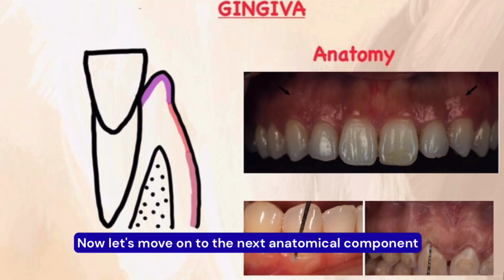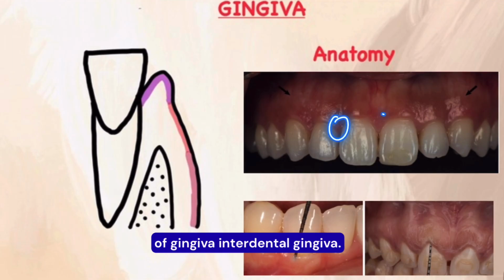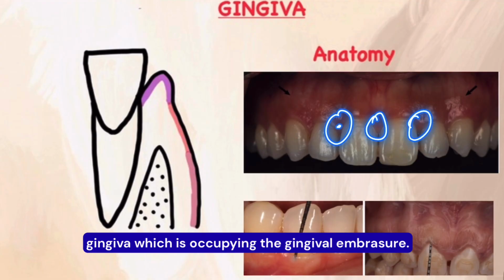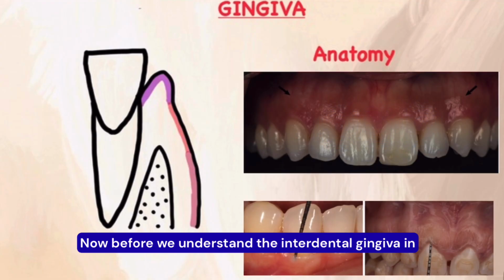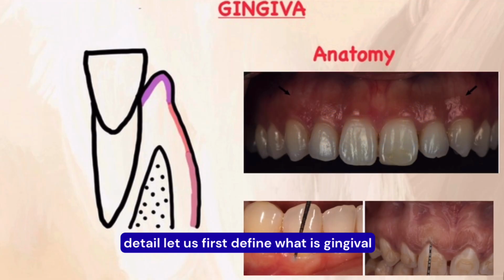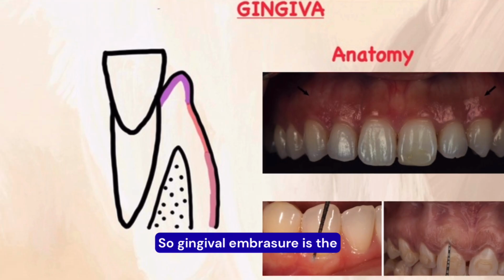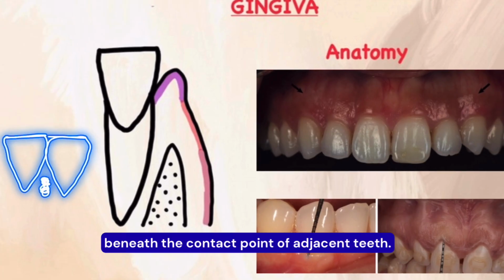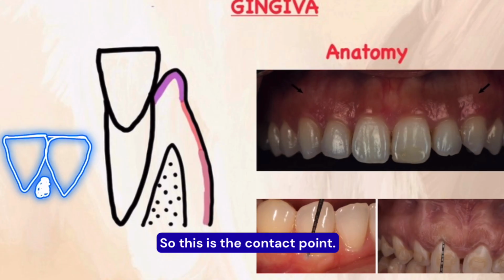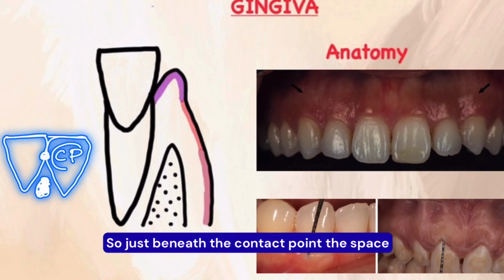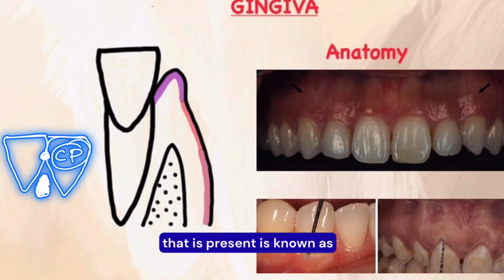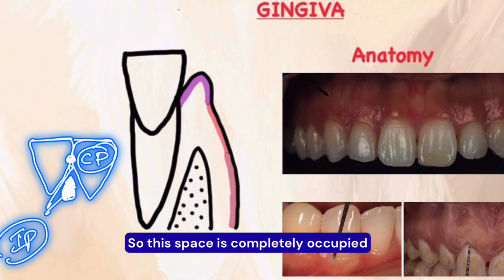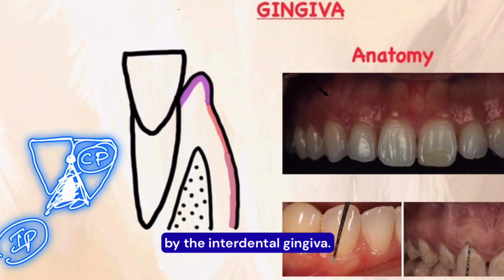Now let's move on to the next anatomical component of gingiva, the interdental gingiva. Interdental gingiva is the part of the gingiva which occupies the gingival embrasure. Before we understand the interdental gingiva in detail, let us first define what the gingival embrasure is. The gingival embrasure is the interproximal space located just beneath the contact point of adjacent teeth. So this is the contact point. Just beneath the contact point, the space that is present is known as the interproximal space. This space is completely occupied by the interdental gingiva.